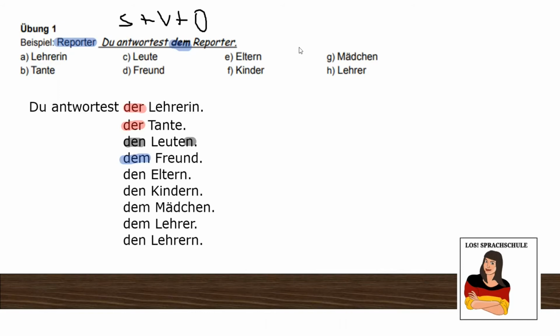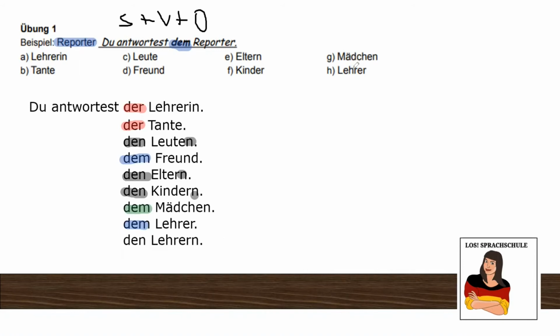Du antwortest den Eltern. You're answering the parents, plural. Du antwortest den Kindern. You're answering the children. Du antwortest das Mädchen becomes dem Mädchen. You're answering the girl. Du antwortest dem Lehrer. You're answering the teacher, male.